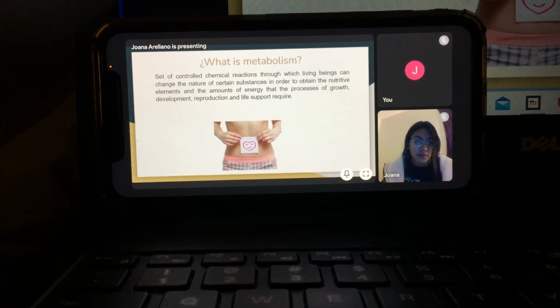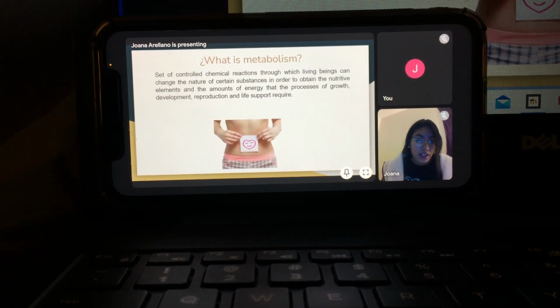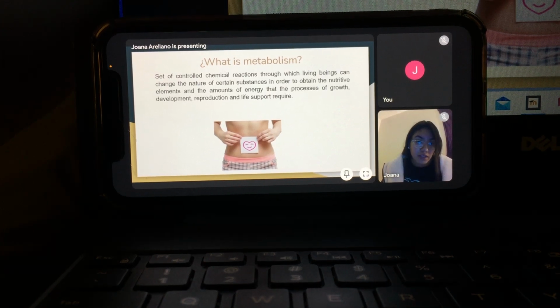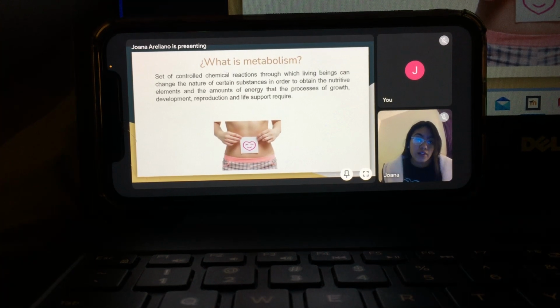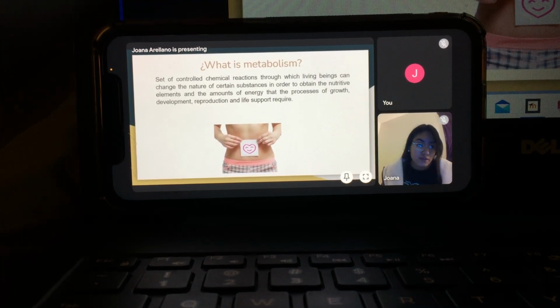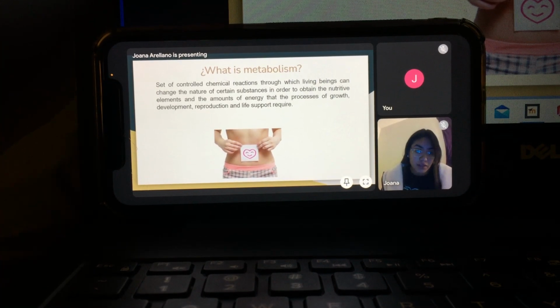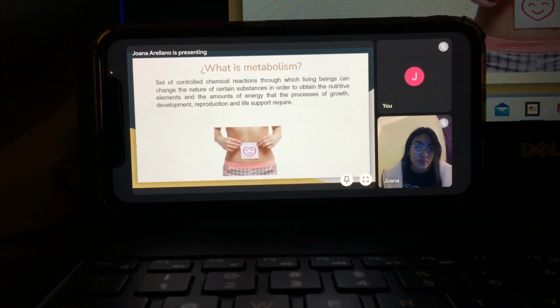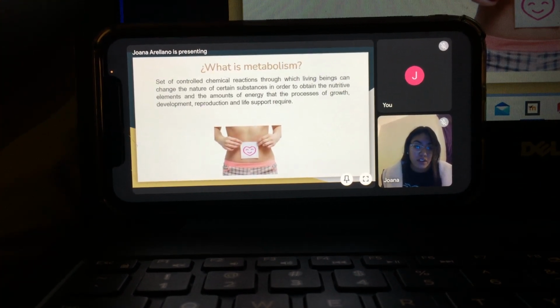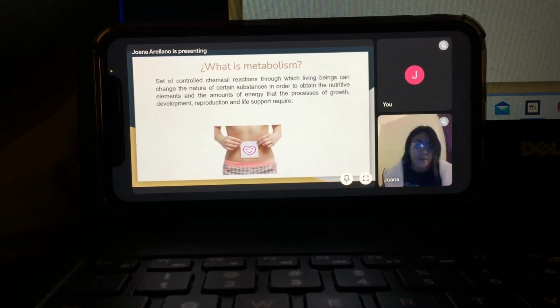What is metabolism? It's a set of controlled chemical reactions through which living beings can change the nature of certain substances in order to obtain the nutritive elements and the amounts of energy that the process of growth, development, reproduction, and life support require.